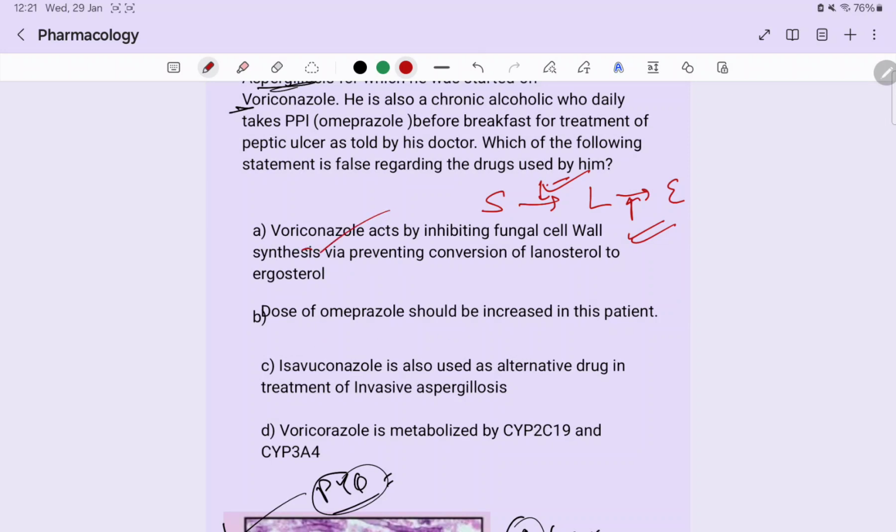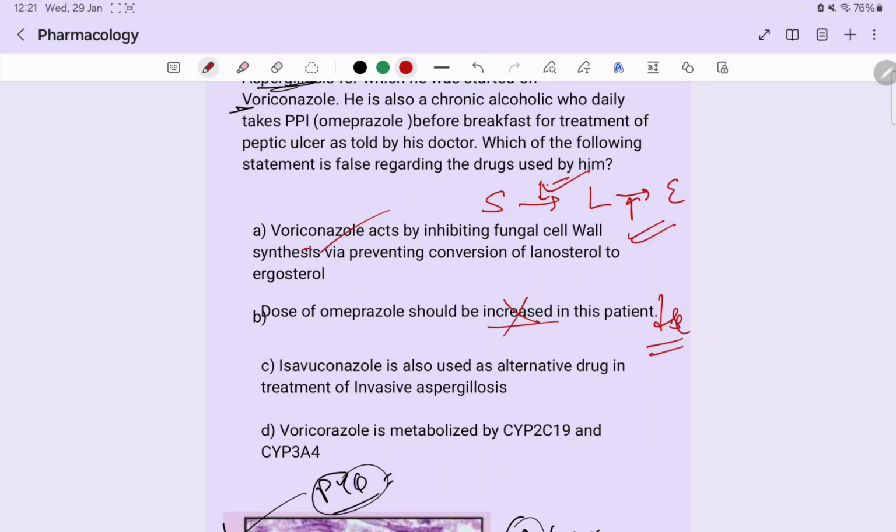Dose of omeprazole should be increased in this patient. No, the dose should be decreased in this patient. Why? Because omeprazole being a PPI will reduce the acidity. So the acid content of the stomach will decrease, which will decrease the bioavailability. So the dose should be decreased, it should not be increased.